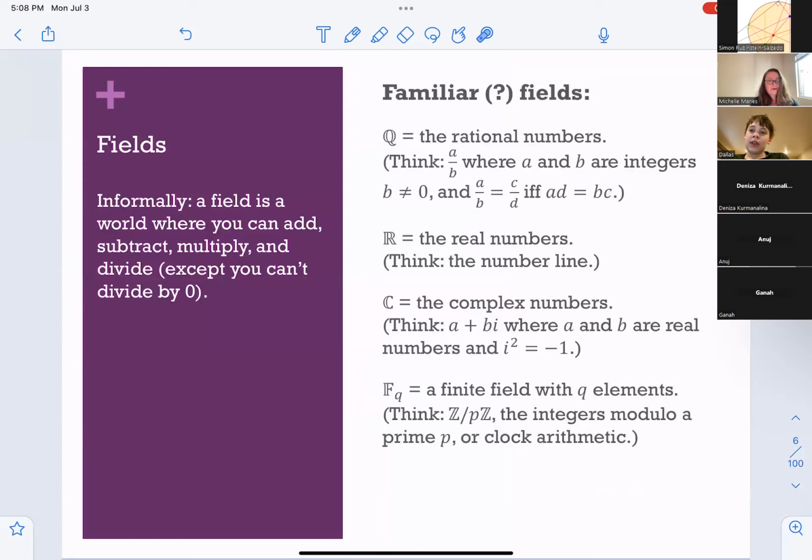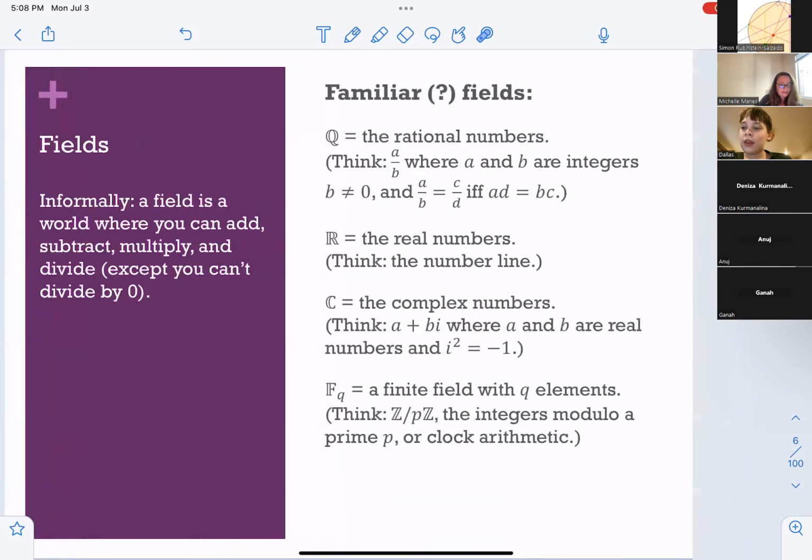Finally, some of you I know have thought about modular arithmetic, like clock arithmetic, working mod 7 or mod 5. And it turns out if you work mod a prime, then what you actually have is a field. In that world, you can add, subtract, multiply, and divide, except of course you can't divide by 0. So these are fields that you may be more or less familiar with, but there are lots of other fields in the world.